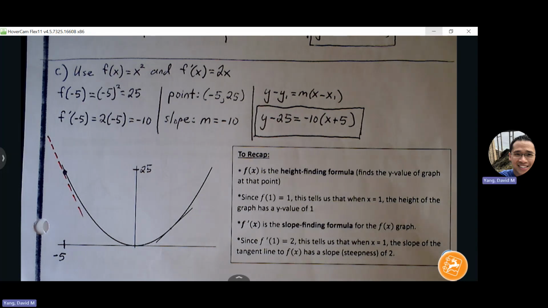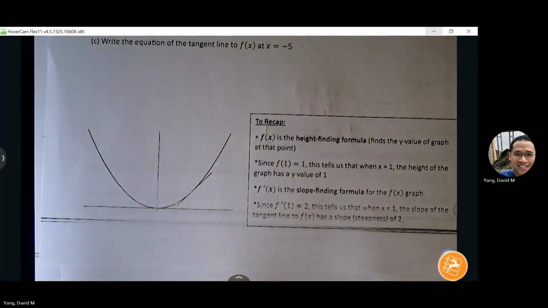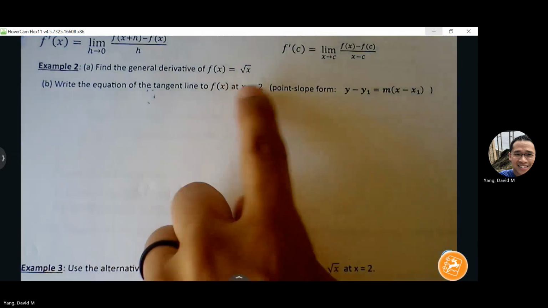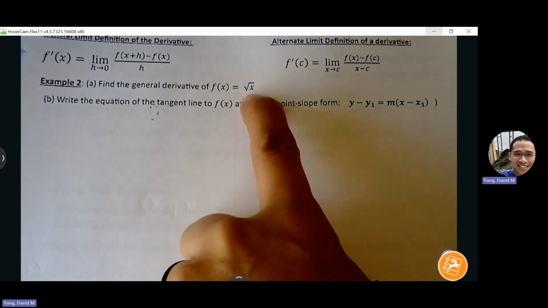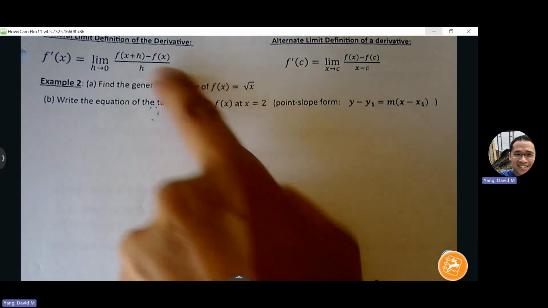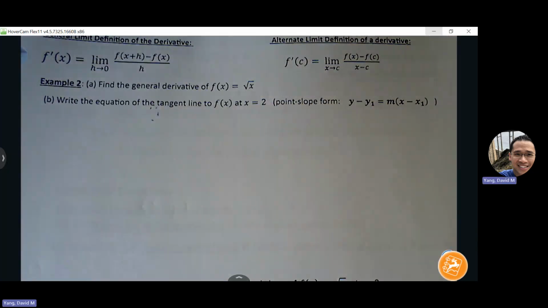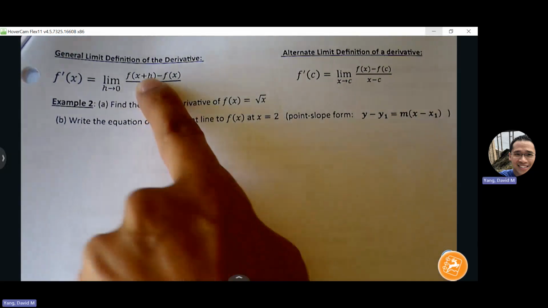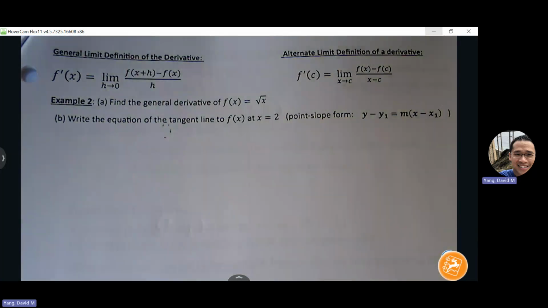Okay, so we're just going to explore different variations, different types of functions, but still practice a bit more with this general limit definition of a derivative. Okay, so let's go to the next page. Try example 2. You have a different function, a radical function, but you're going to adapt it so that it can fit in the numerator of this limit definition. So we have to find a suitable replacement for f of x plus h for this particular function.